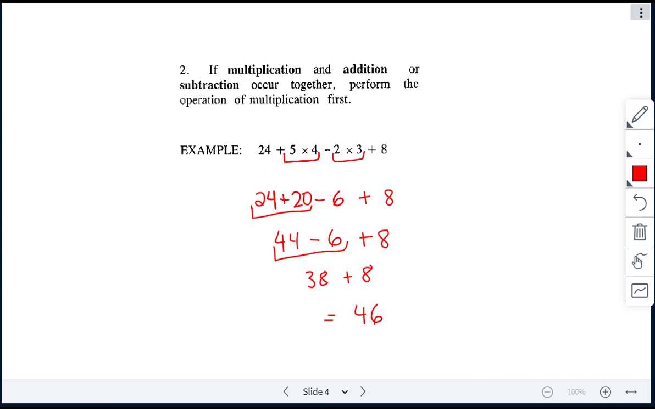Okay, so in this example, we had multiplication, addition, and subtraction occurring all together. So we worked with multiplication first, 5 times 4, and the 2 times 3 here. So 24 plus 20 minus the 6 from the 2 times 3, and then plus 8. Now I just worked from left to right. 24 plus 20, that's 44, minus 6 plus 8. 44 minus 6 gave me 38, plus 8 gives me 46.